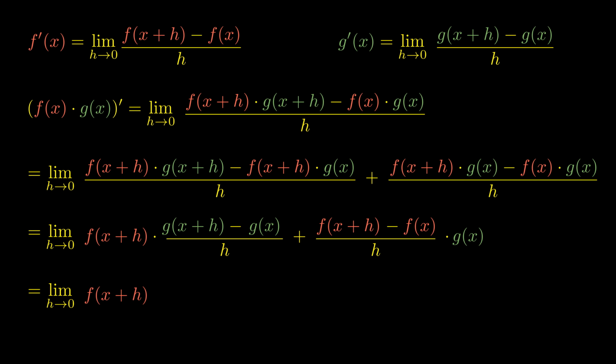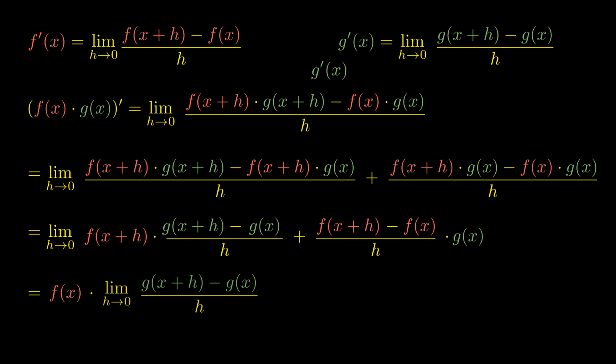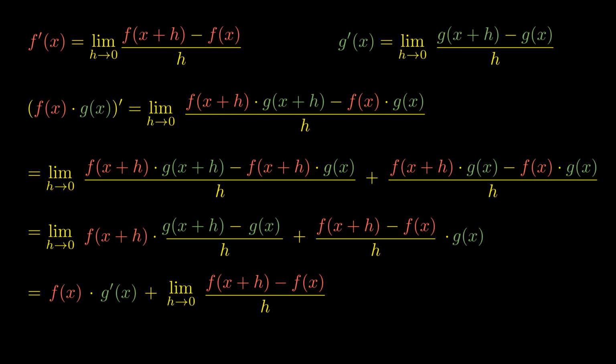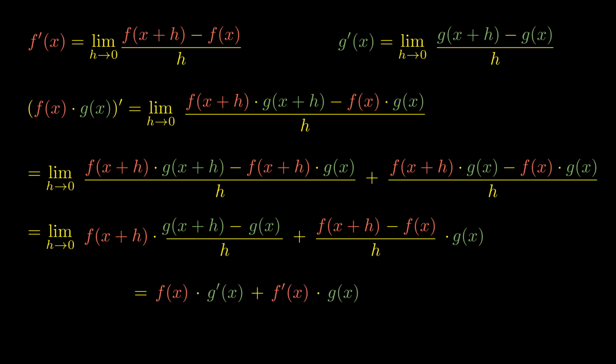Notice that as h goes to 0, then f of x plus h goes to f of x plus 0, or simply f of x. H going to 0 for the fraction g of x plus h minus g of x over h is precisely the derivative of g of x. So we can replace that entire limit fraction with g prime of x. Likewise, after the plus sign, h going to 0 for the fraction f of x plus h minus f of x over h is by definition f prime of x. Finally, since g of x does not contain any h's, h going to 0 does not affect that term, so it remains g of x.